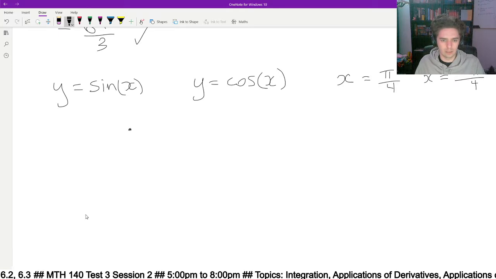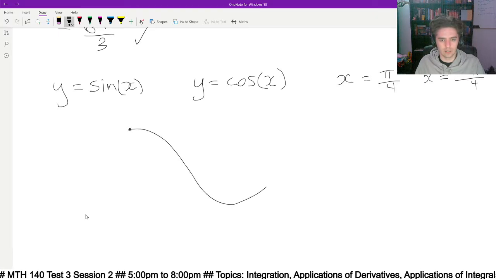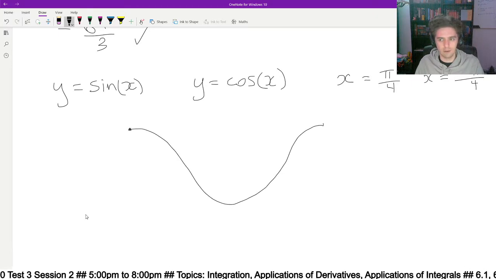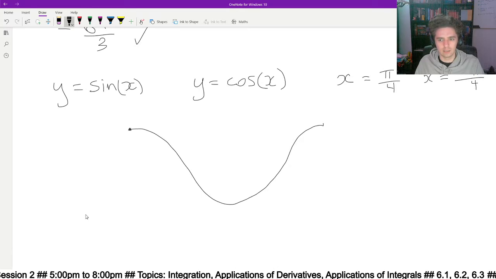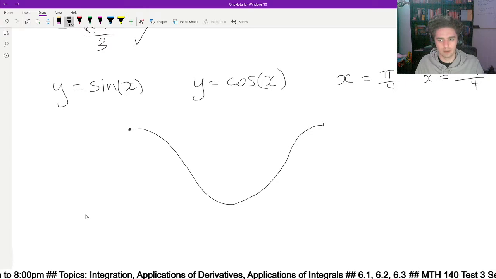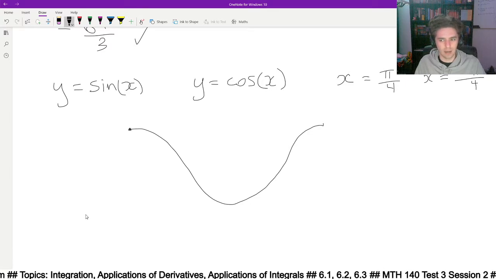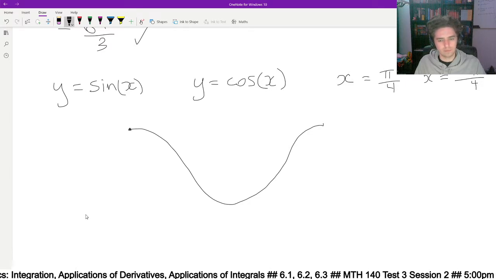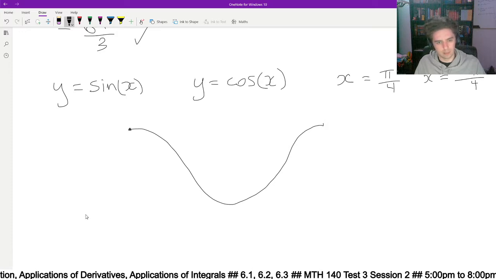So let's draw that, our cosine graph. 5 pi over 4 is less than 2 pi. Yeah, it's 1 pi over 4. Wait, no, 3 pi over 4 is okay. Whatever, less than 2 pi. I don't know exactly where it'll be, but we'll see.